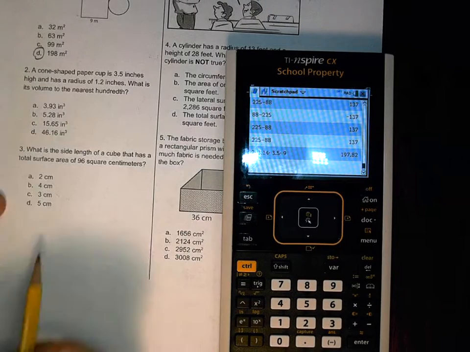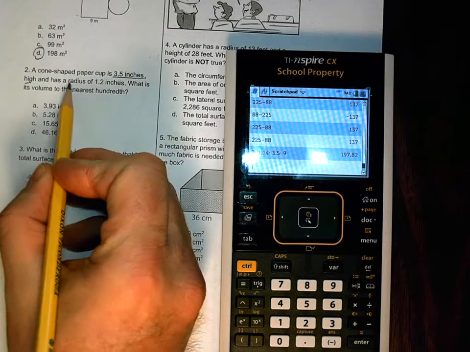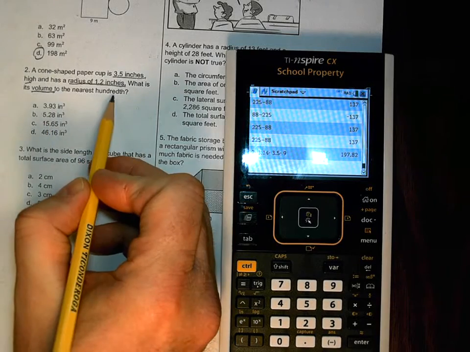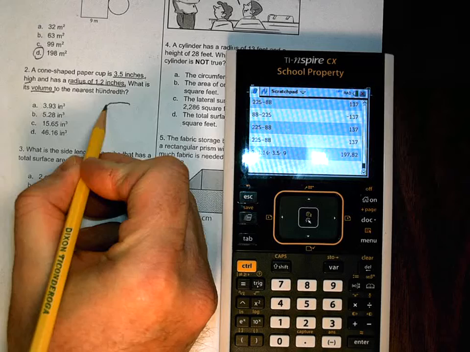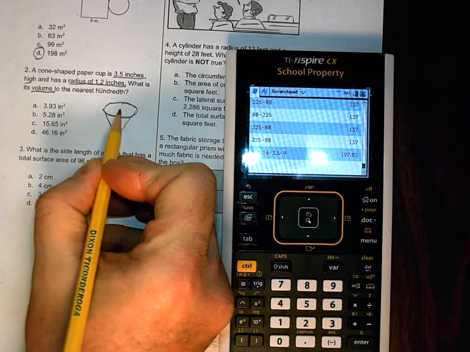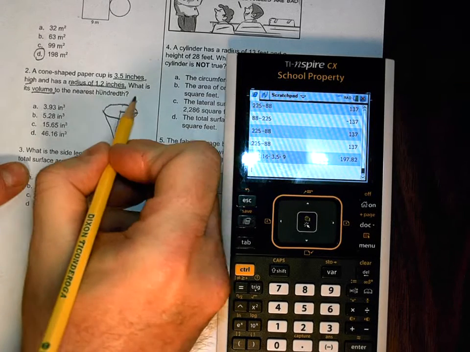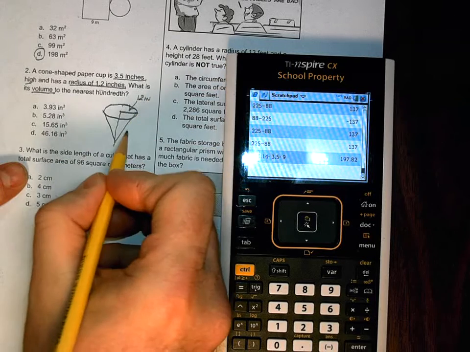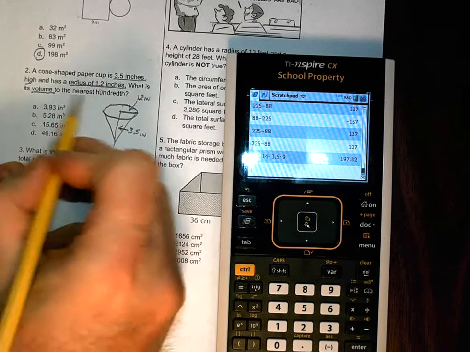Question 2 says a cone-shaped paper cup is 3.5 inches high and has a radius of 1.2 inches. What is its volume to the nearest hundredth? So I'm looking through here. First of all, make your life easier. Draw yourself a cone. The cone doesn't have to be pretty, it just has to be functional. I've got a radius and a height. My radius is 1.2 inches and my height is 3.5 inches, and I'm looking for volume.